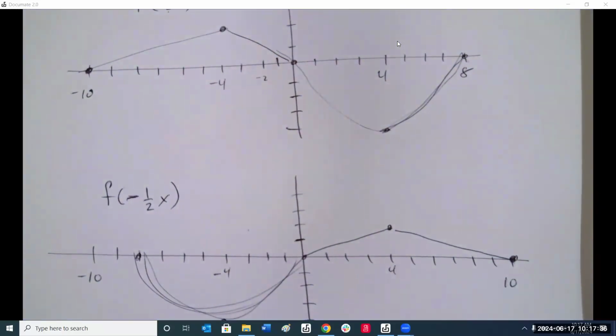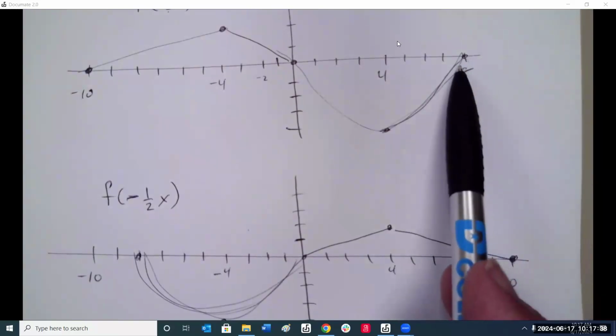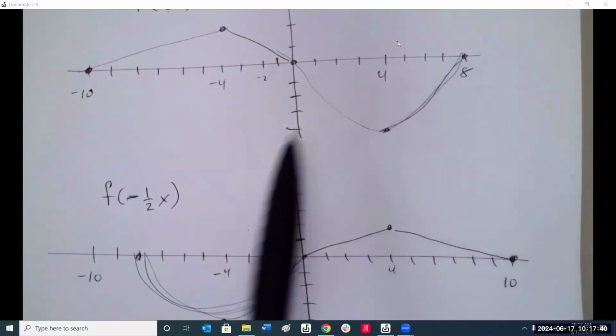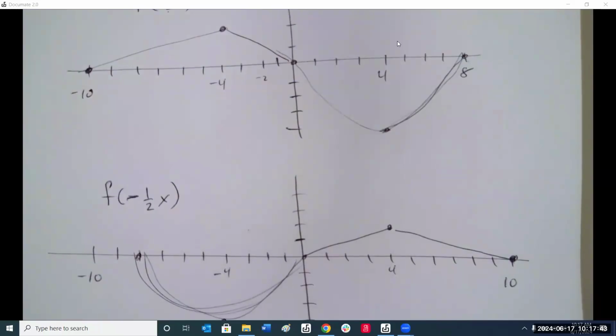I just took the graph and flipped it. Changed all my x's from positive to negative. The y values stay the same. The only things I changed were the x's. And the vertical just multiply the y values.